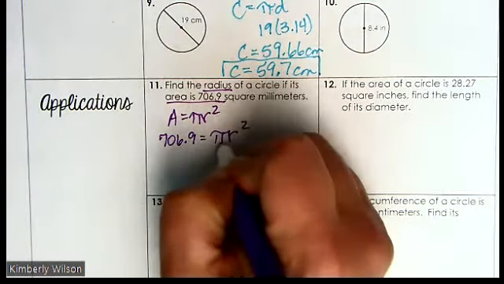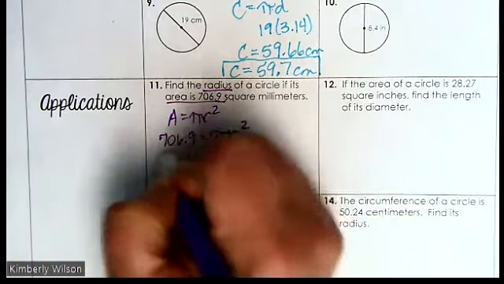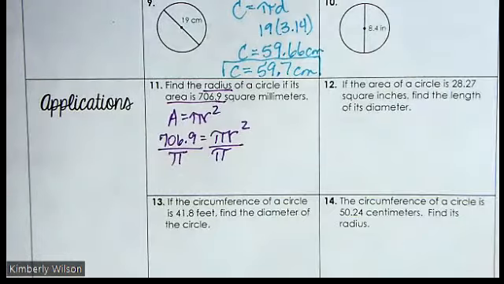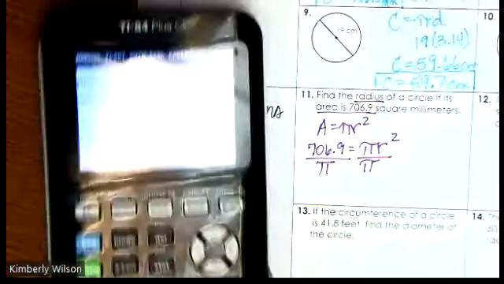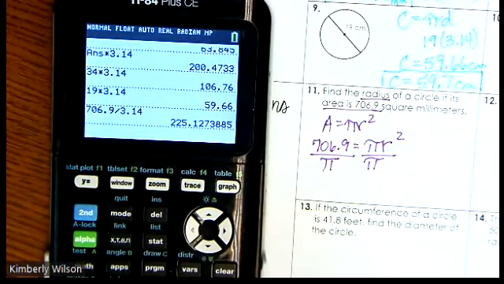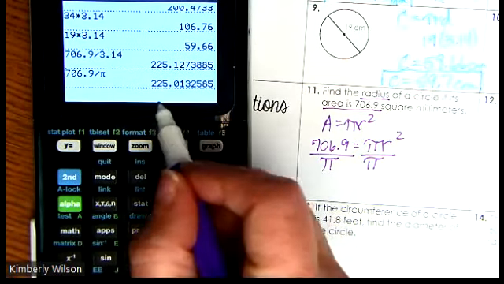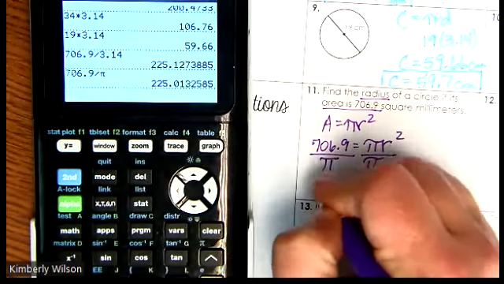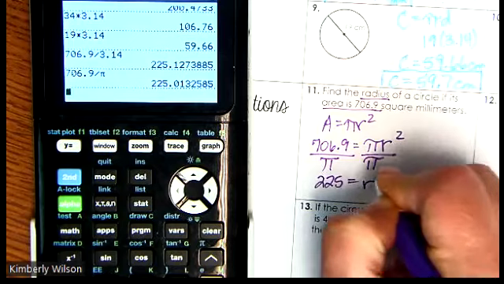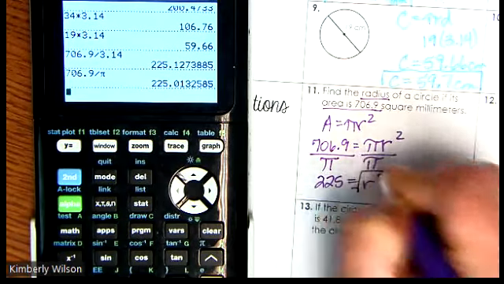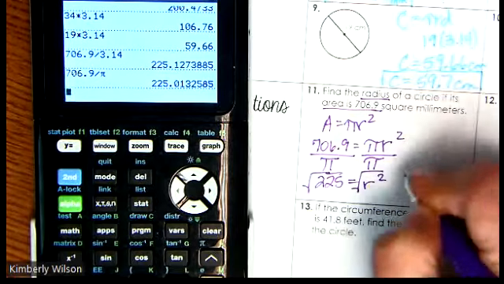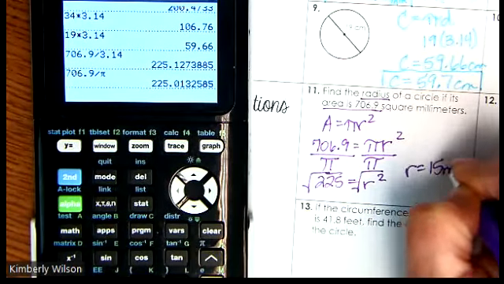This is wanting you to actually divide by pi, which means you have to punch in pi in the calculator. I tried 3.14, but 706.9 divided by, you'll notice there's the pi button right here, in blue, so I'm going to hit second pi, press enter, and we're rounding to the tenths. So we have that 225 equals r squared. To find out what r is, I have to take the square root of each side. Therefore, r equals 15 millimeters.